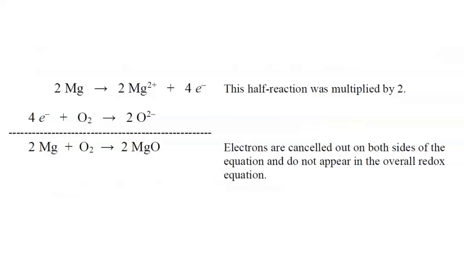So the magnesium half reaction was multiplied by 2 so that the electrons that are gained in the reduction are equal to the electrons lost in the oxidation. So the electrons cancel out on both sides, and now we have 2 Mg plus O2, and it makes 2 MgO, because again, we're combining the magnesium and the oxide to make that ionic solid, magnesium oxide. So electrons are canceled out on both sides, and they do not appear in the overall redox equation.